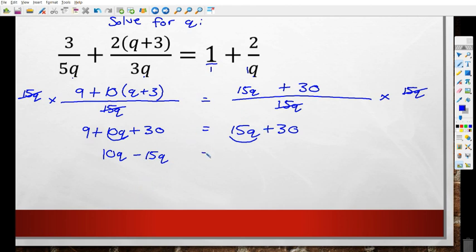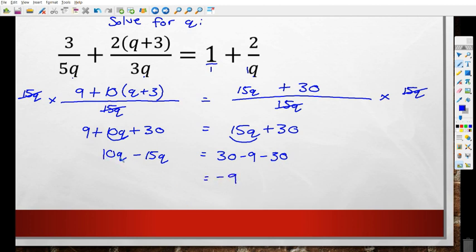Equals 30 stays. I want to get this 9 to the other side, so I need to minus 9 on both sides. The 9's going to cancel on this side, and then minus 9 on that side. And I need to get this to the other side, so I need to minus 30 here. What I do on the left, I do on the right. So 30 minus 30 is 0, and I'm left with minus 9.